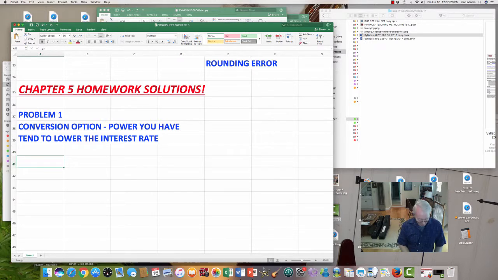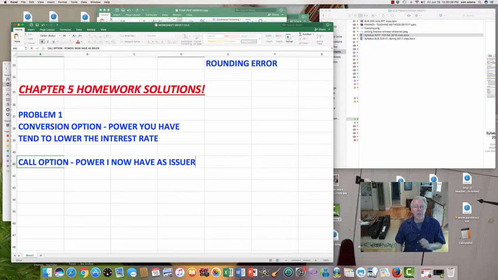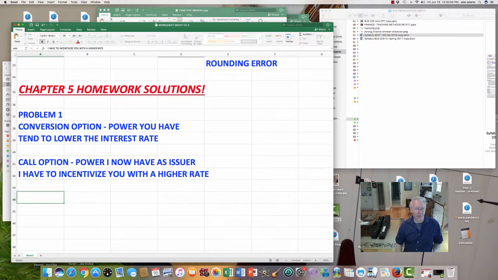as a result. A call option, on the other hand, places a power with me. That's a power I now have as the issuer, and that means that you're going to make me pay for it by offering you a higher interest rate than would otherwise govern. I have to incentivize you with a higher rate. Again, all things equal. I hope that's clear, okay?